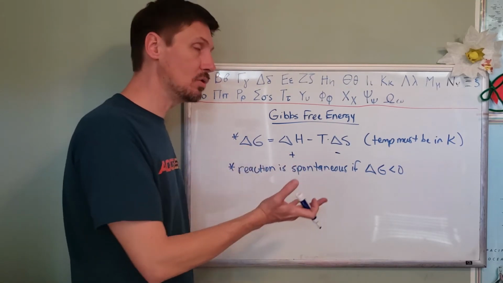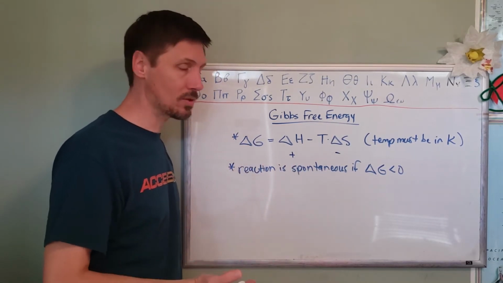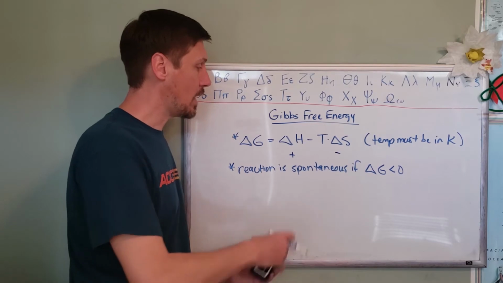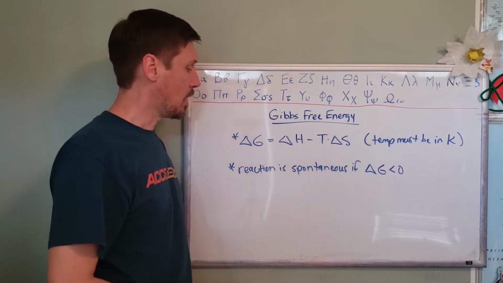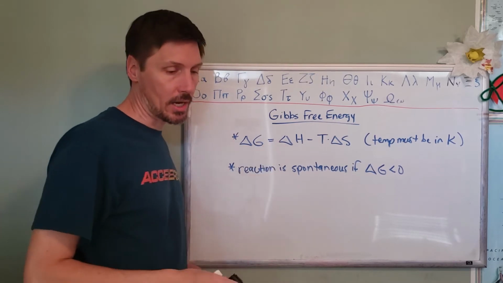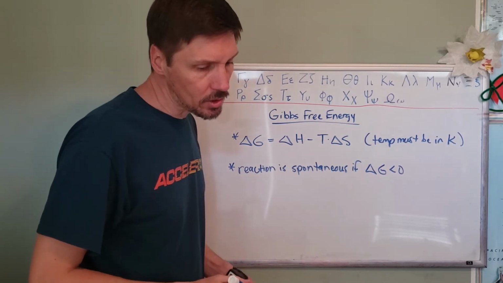So it could be that you could just observe the reaction and say, oh yeah, it's spontaneous or it's not, if one happens to be negative and the other one happens to be positive. But for every other case, you're going to have to actually use this equation to calculate it, okay? So let's do an example of that.